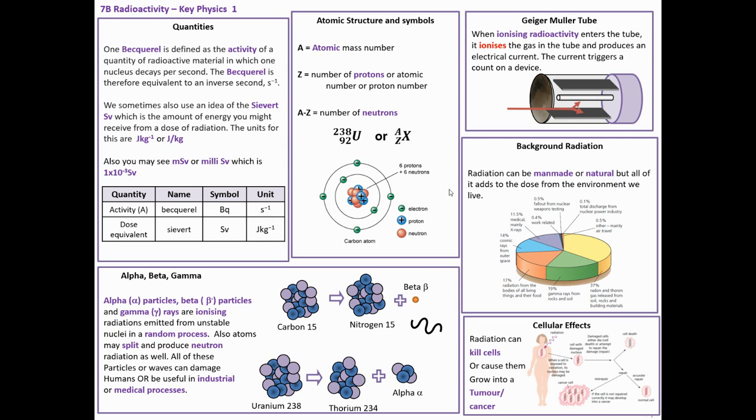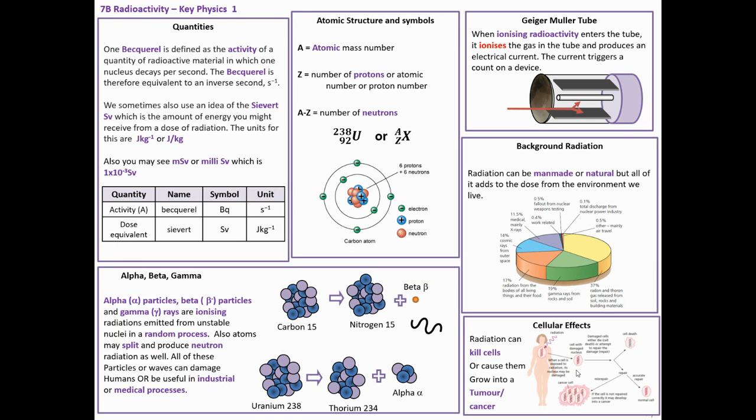The background radiation, you should know that radiation could be man-made or natural. All of that adds up to the dose from the environment we live in. So you've got stuff from rocks, gamma rays from the soil, and space, you've got cosmic rays, you've got medical and x-rays, you might work somewhere in a power station, you might get fallout from nuclear weapons programs, you could have discharge from a nuclear reactor, and you could just go on holiday. So you do get quite a lot of radiation just by going on a plane.